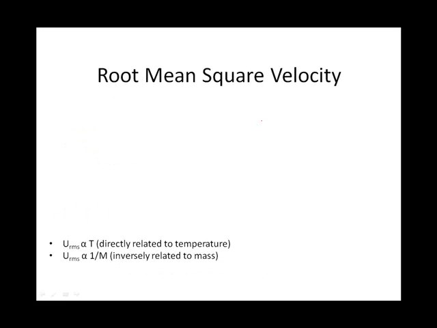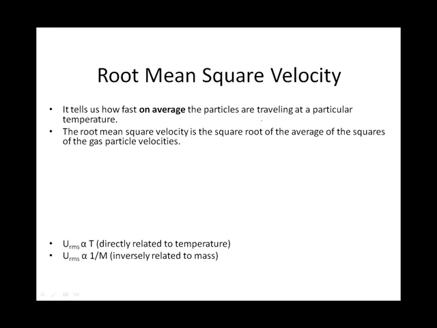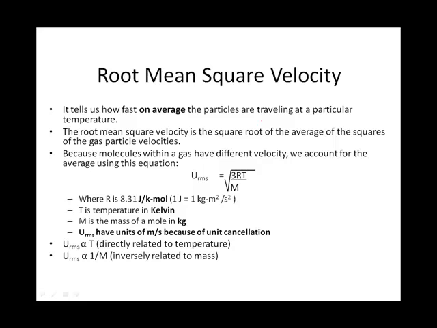The root mean square velocity is the speed of these molecules, okay? And it tells us, on average, how fast these particles are traveling at a given particular temperature. The root mean square velocity is the square root of the average of the squares of the gas particle velocity. Because molecules within a given gas have different velocities, we account for the average using this equation. We have the square root of 3 times R times T divided by M.